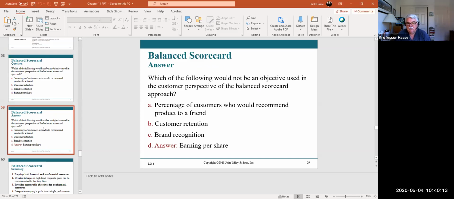In a balanced scorecard, we're concerned about: are we retaining our customers? Do they recognize our brand? Are our customers recommending our product to others? But earnings per share is a financial scorecard item.